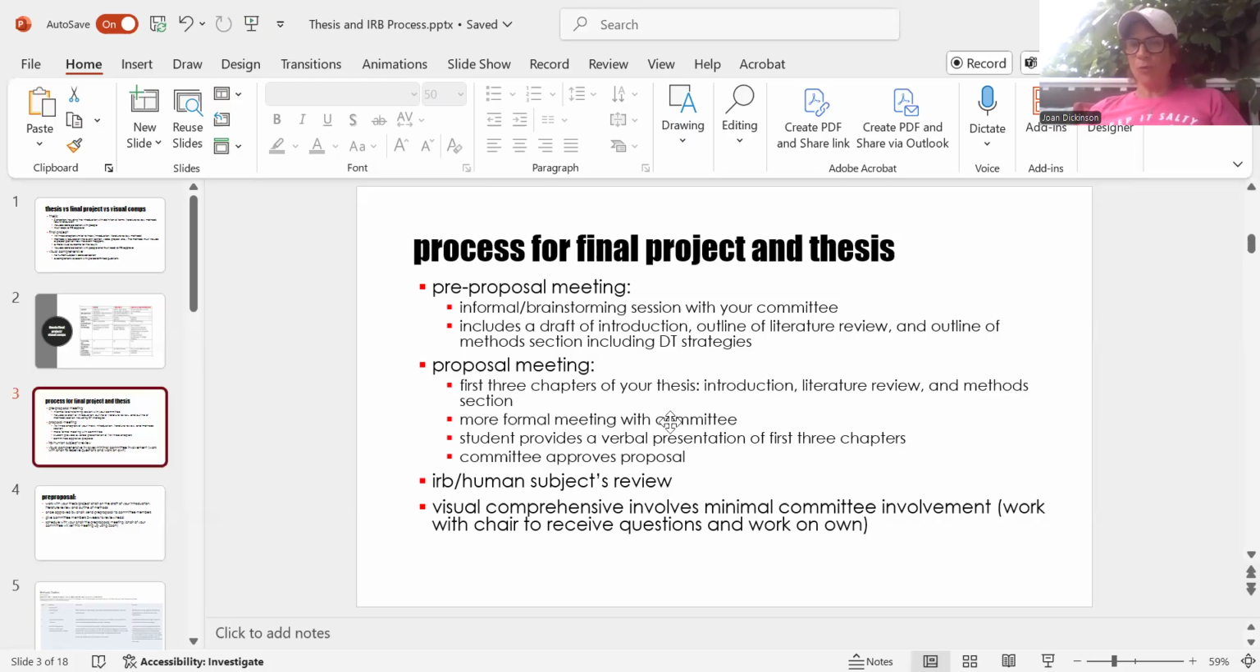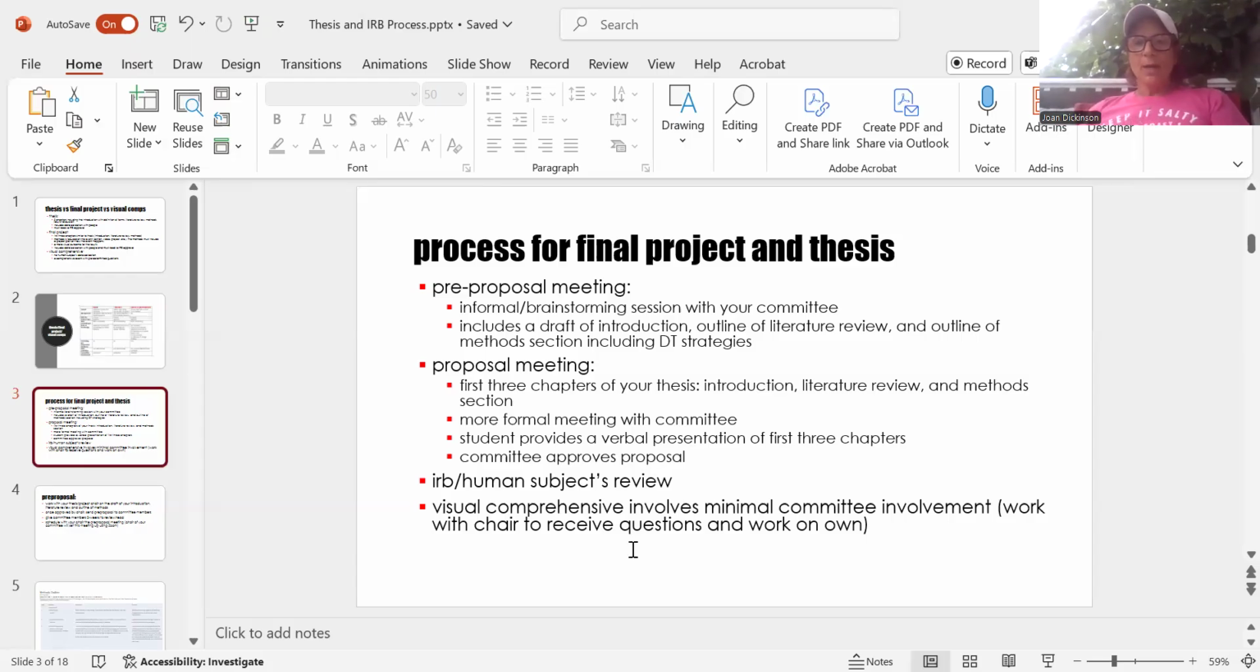The proposal meeting is more formal. So you get the feedback from the pre-proposal meeting, and then you'll revamp the proposal. This is the first 3 chapters, and they're written in paragraph format. They're no longer in any kind of outline format. This is a much more formal meeting with your committee, and you will do a verbal presentation during the proposal meeting. And then the committee basically approves your proposal. Once your proposal has been approved by your committee, it's called defending your proposal. That's when you can go through the Institutional Review Board or Human Subjects Review process.